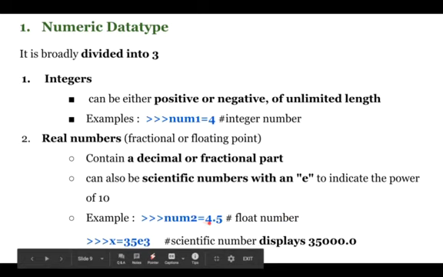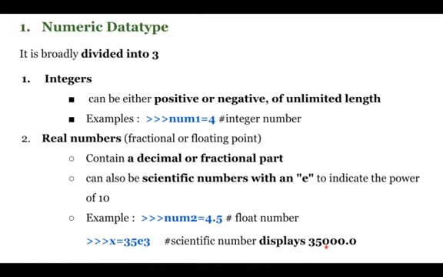First case is num2 is equal to 4.5, which is a simple floating point number, and the second case is x equal to 35e3, which is a scientific number, and the output will be displayed as 35000.0. Since after 35 I have used the letter E, which is followed by 3, and E here represents power of 10, so 10 to the power 3 is 1000, so that is 35000.0. 0.0 is displayed since it is a real number.